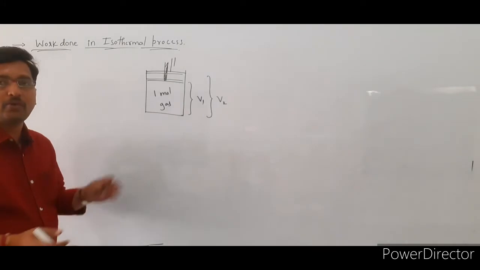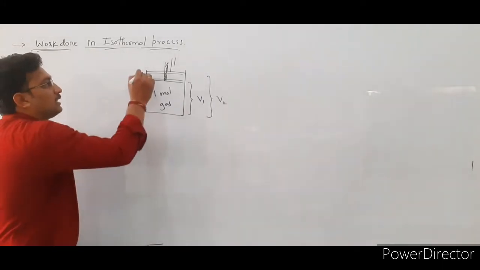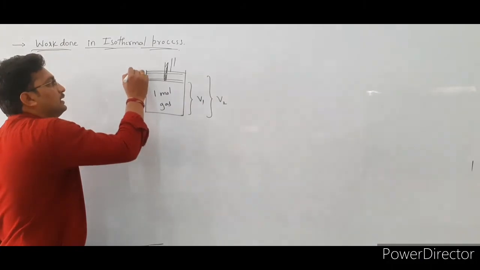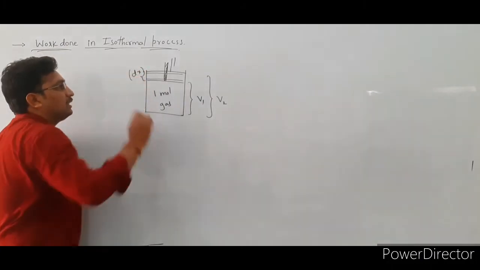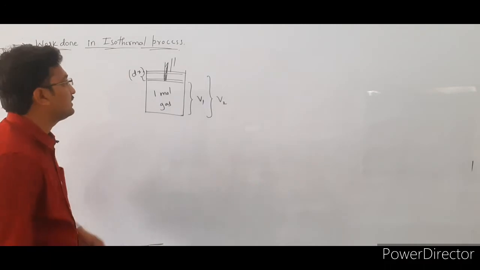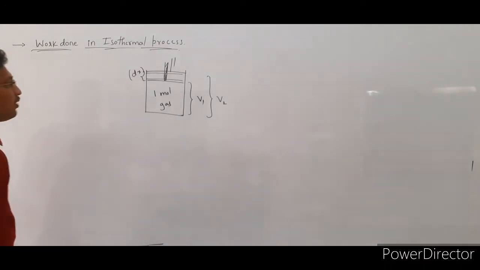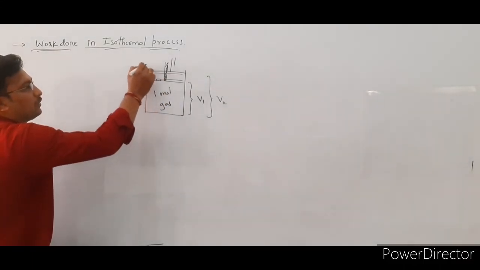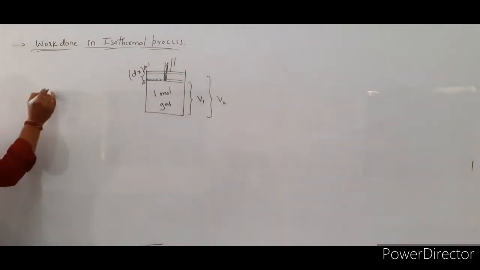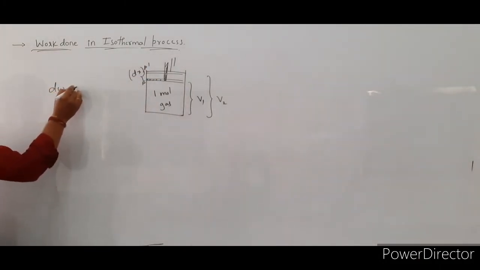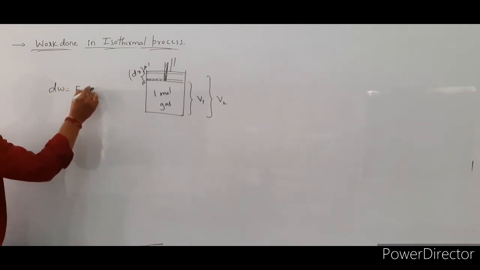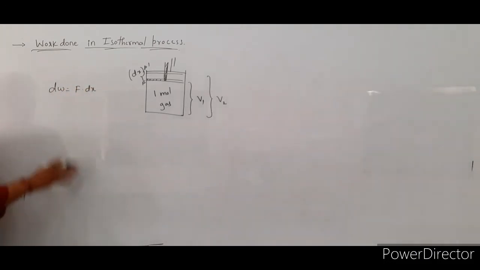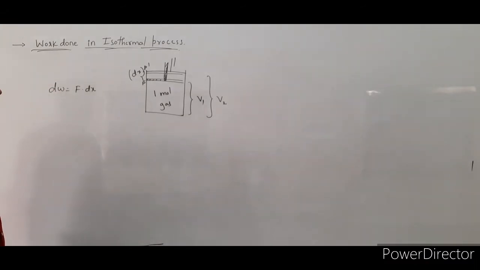So when the gas is allowed to expand isothermally, the piston moves through a small distance, that is dx. Then the small work done to displace the piston from this position to this position, right? That small work done, dW, is equal to force into displacement, that is dx. Already we know the formula to calculate the small work done: force into displacement.